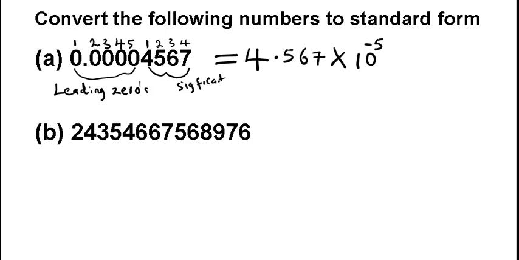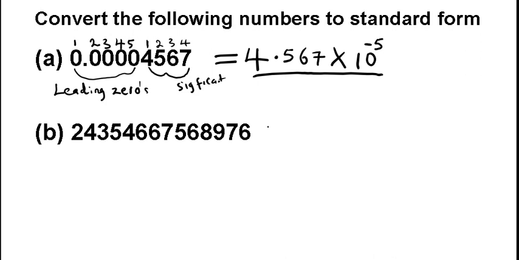We have it as negative 5 because they are leading zeros and it contains a decimal point. So the final answer is 4.567 times 10 raised to power negative 5. That is the answer of this question in standard form.